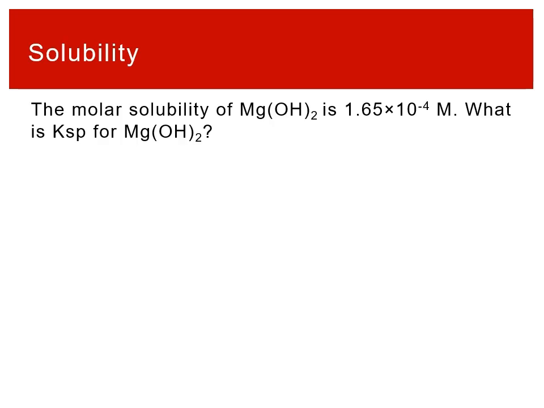Let's work an example. The molar solubility of magnesium hydroxide is 1.65 times 10 to the negative fourth molar. What is KSP for magnesium hydroxide? All right, the molar solubility of magnesium hydroxide is 1.65 times 10 to the negative fourth molar. What is the KSP for magnesium hydroxide? Okay, so we want KSP, and in this case, I want the number. I want the value for KSP.